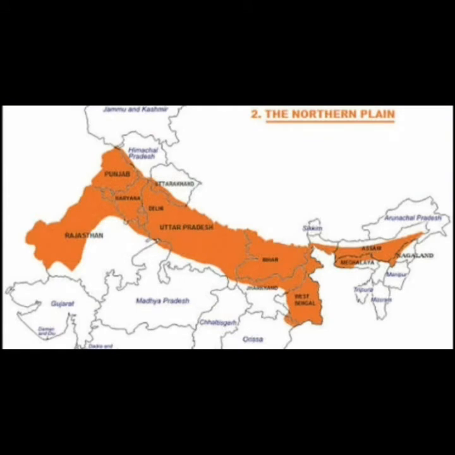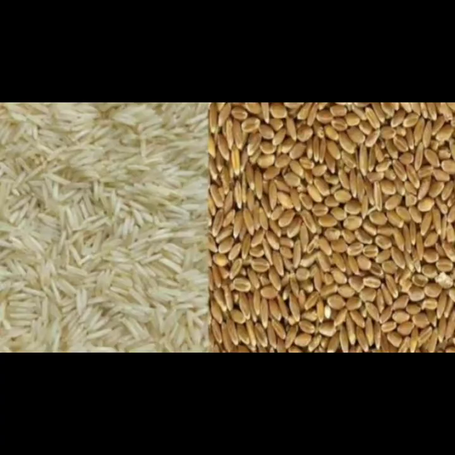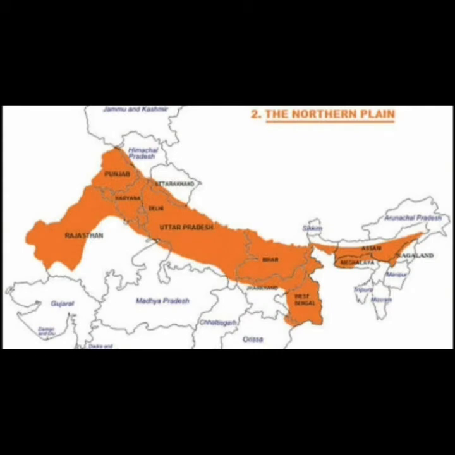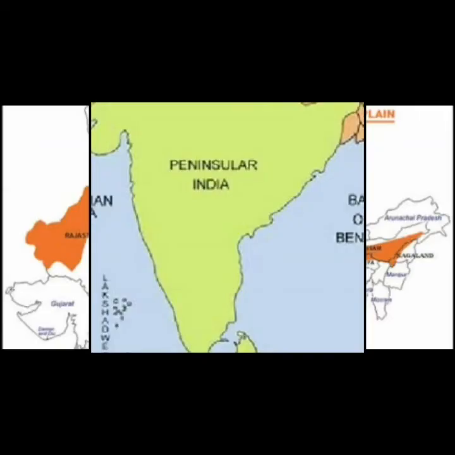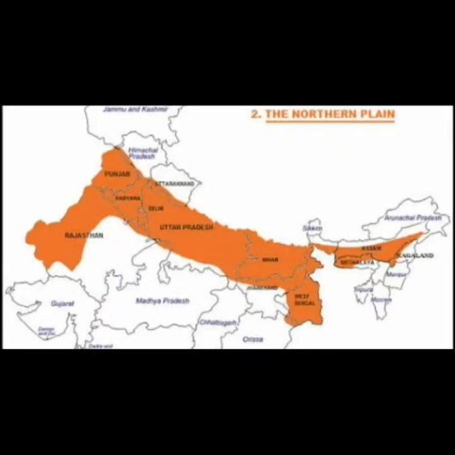Northern Plains. Northern Plains are vast flat stretches of land that have moderate temperature and are very fertile. More than 70% of total wheat produced in India is from Northern Plains and almost 50% of rice production too. So it is a very fertile stretch of land. It is mostly covered by agricultural lands.